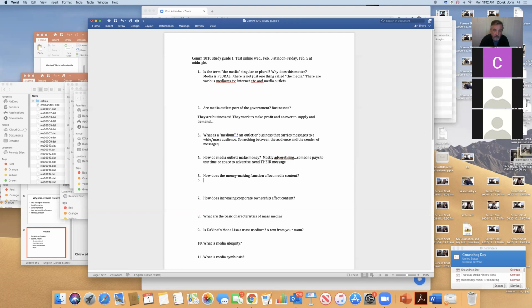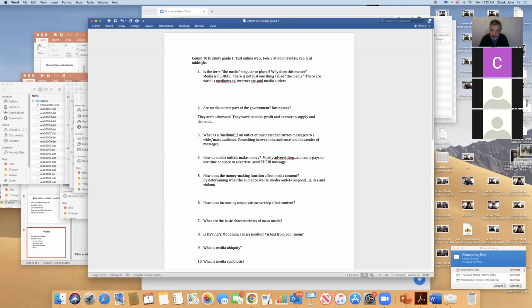How does the money-making function affect the media content? By determining what the audience wants, media outlets respond, i.e. sex and violence. People complain about sex and violence, but when you have sexual and violent content, the ratings go up. More people watch, the more you can charge for advertising.